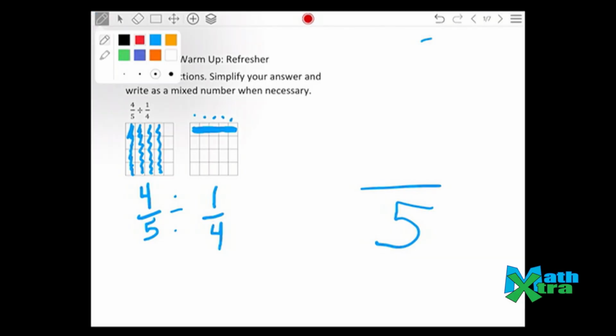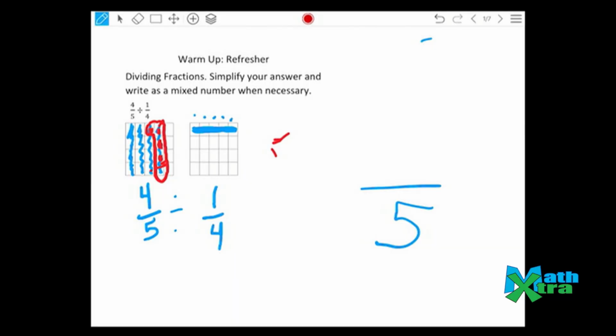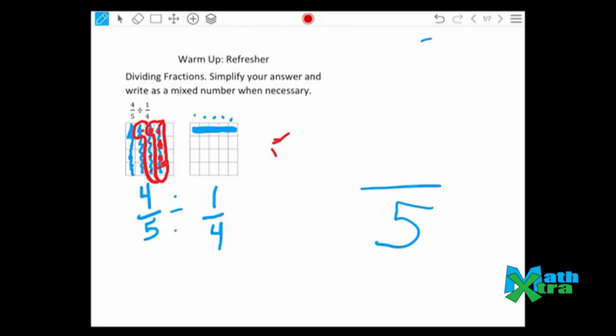Let's use a different color for that so we can stay nice and organized. We have 1, 2, 3, 4, and then 5. That is 1. We have more groups that we can also circle. Let's do that. 1, 2, 3, 4. Remember, when we are creating our groups, we also need to remember we're creating our whole number. So far, we have 2 as our whole number. Let's see if we can create another group. 1, 2, 3, 4, 5.